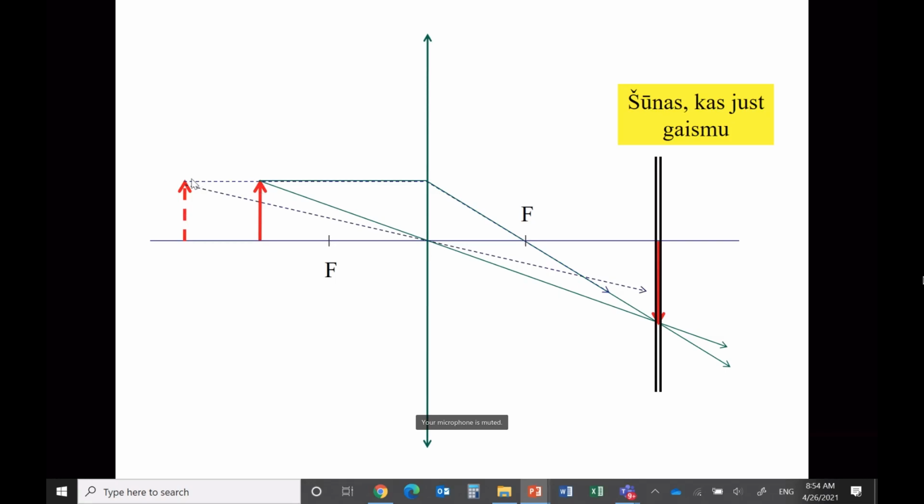These two beams, this one and this one, now have the crossing point somewhere here. This means that the image is here, but the cells or the sensors are still located here. This means that we don't see this image. We can't detect this image. What is necessary to do? Please, your recommendations. What to do?